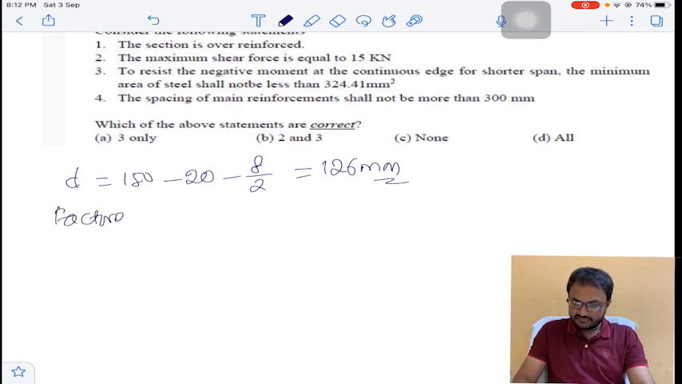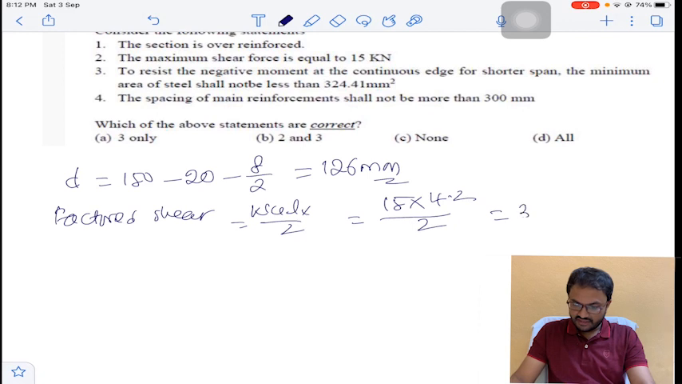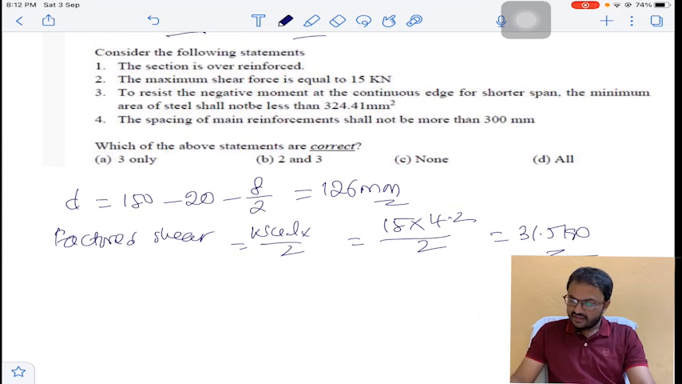Factored shear is Wu Lx by 2. This is factored shear. Wu is 15, Lx is 4.2 divided by 2. It will become 31.5 kilonewton. So he has given it is 15, but we got 31.5. Statement 2 is incorrect.